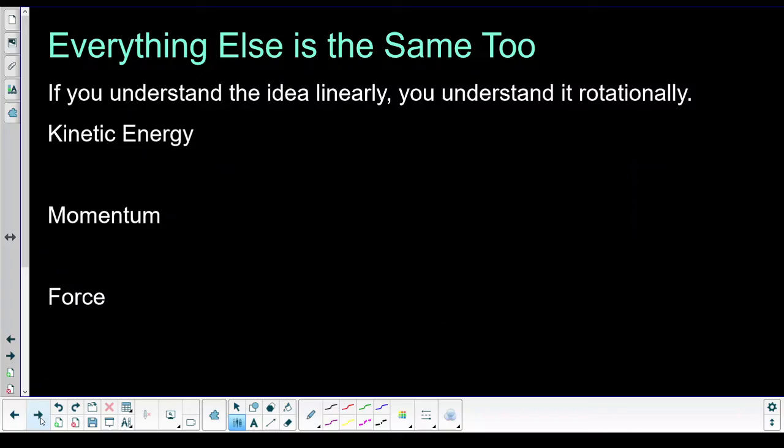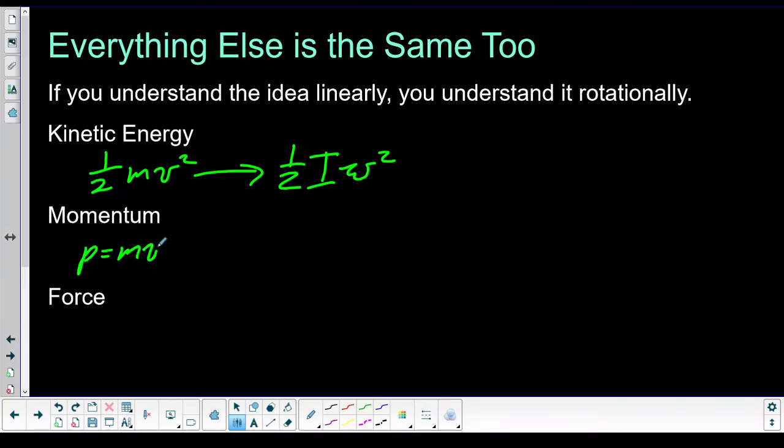I was going to talk to you about this slide. I think we're going to kind of hold off on it. Well, actually, let's look at it, right? I just want to tell you that things still work the way you think they do. Everything else is the same, too. Our kinetic energy is 1/2 mv squared linearly. Angularly, it's 1/2 spinny mass, moment of inertia, times omega squared. Crazy, huh? Okay. Momentum, P equals mv.